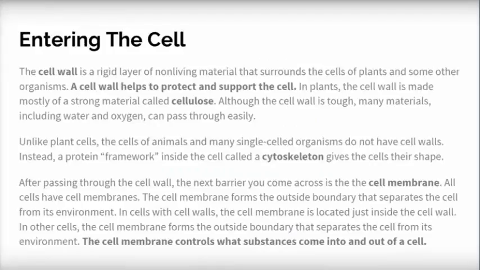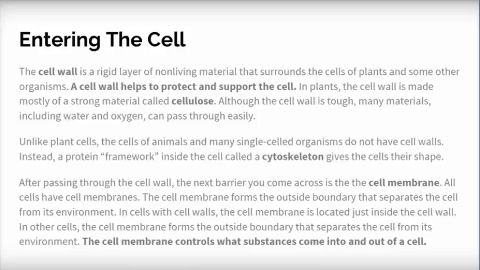Entering the cell. The cell wall is a rigid layer of non-living material that surrounds the cells of plants and some other organisms. A cell wall helps to protect and support the cell. In plants, the cell wall is made mostly of a strong material called cellulose. Although the cell wall is tough, many materials, including water and oxygen, can pass through easily.